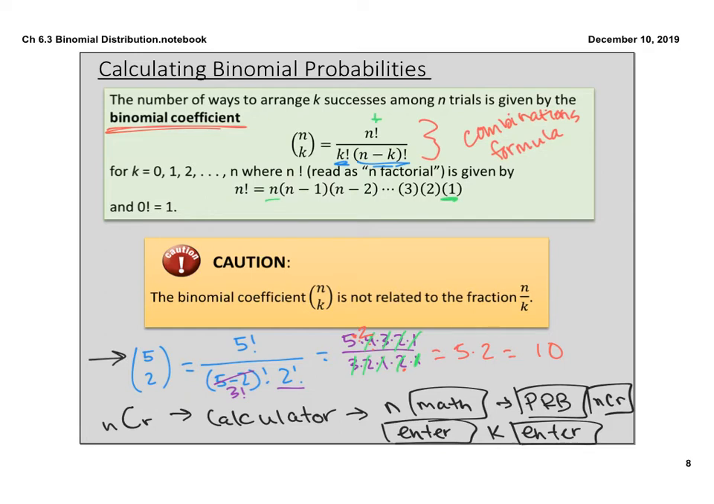Page 436 goes through that calculation. And again, this is just the nCr piece, just this first part of that formula. Then you still have to do the probability of successes raised to the number of successes, times the probability of failures raised to the number of failures, and multiply it all together.